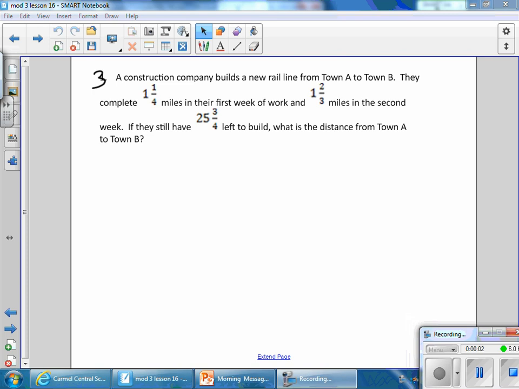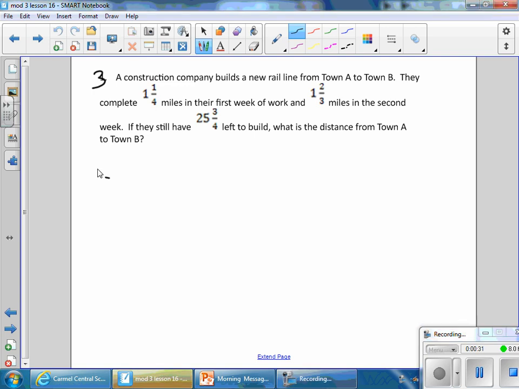Okay, we're back with the redraw right strategy for question number 3, lesson 15 homework. A construction company builds a new rail line from town A to town B. They complete 1 1/4 miles in their first week of work and 1 2/3 miles in the second week. If they still have 25 3/4 left to build, what is the distance from town A to town B?